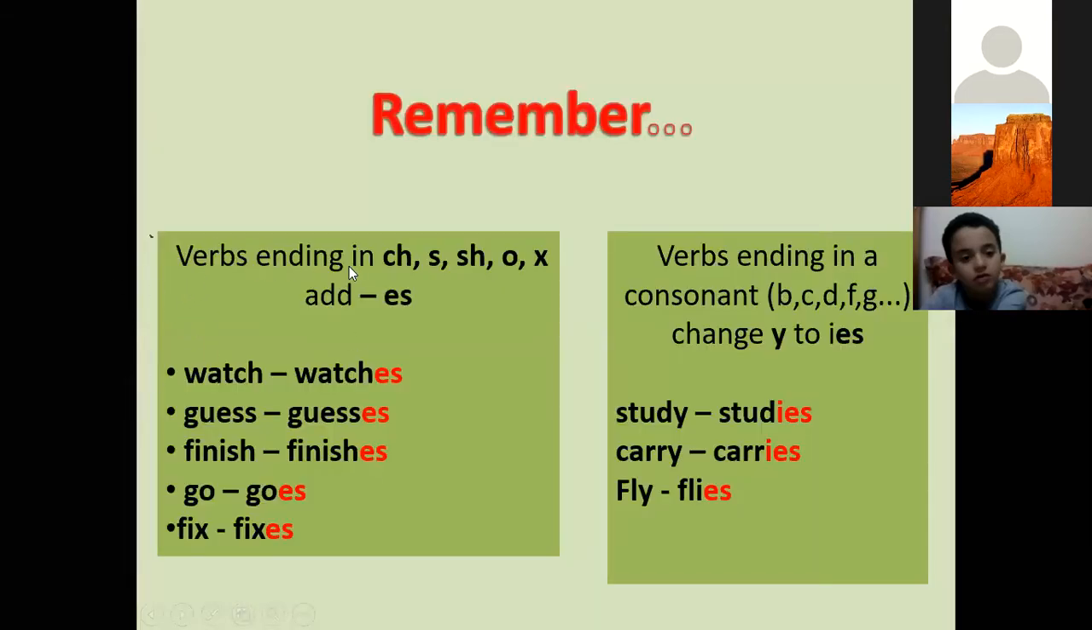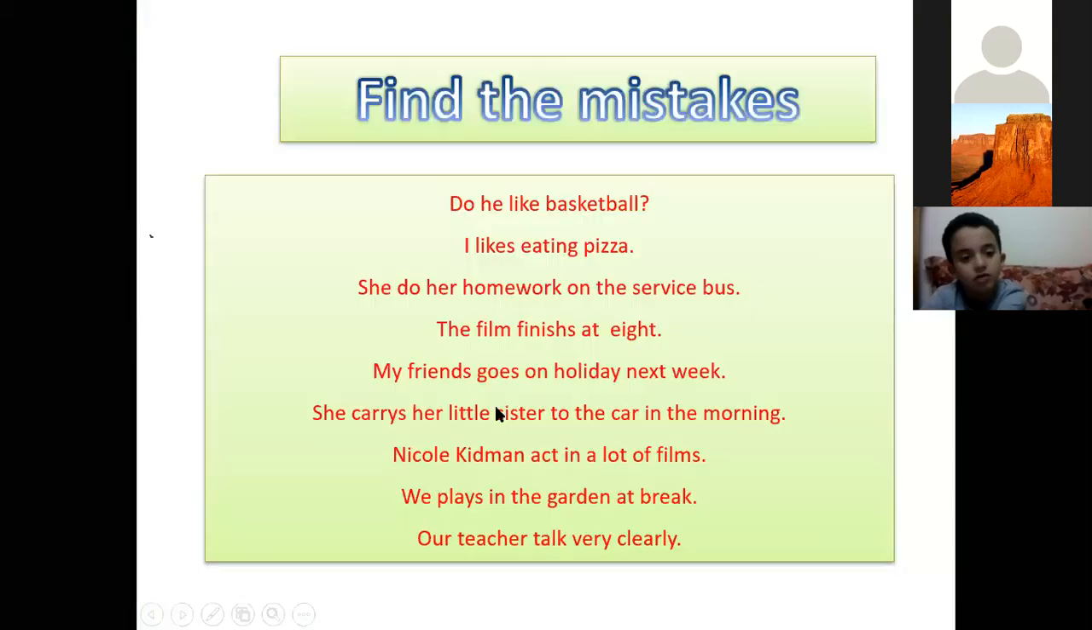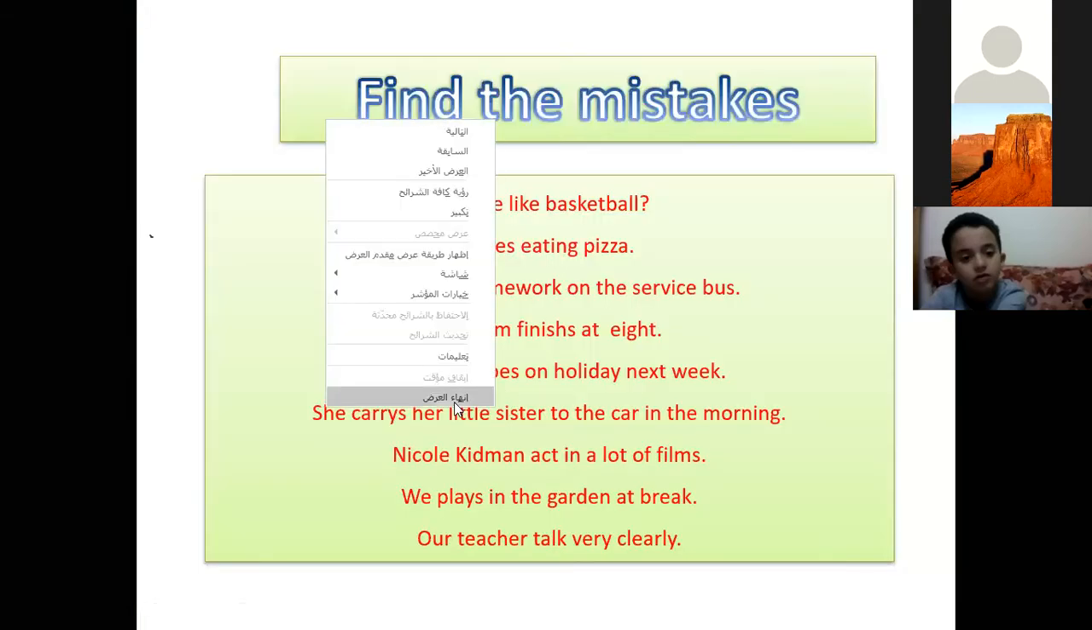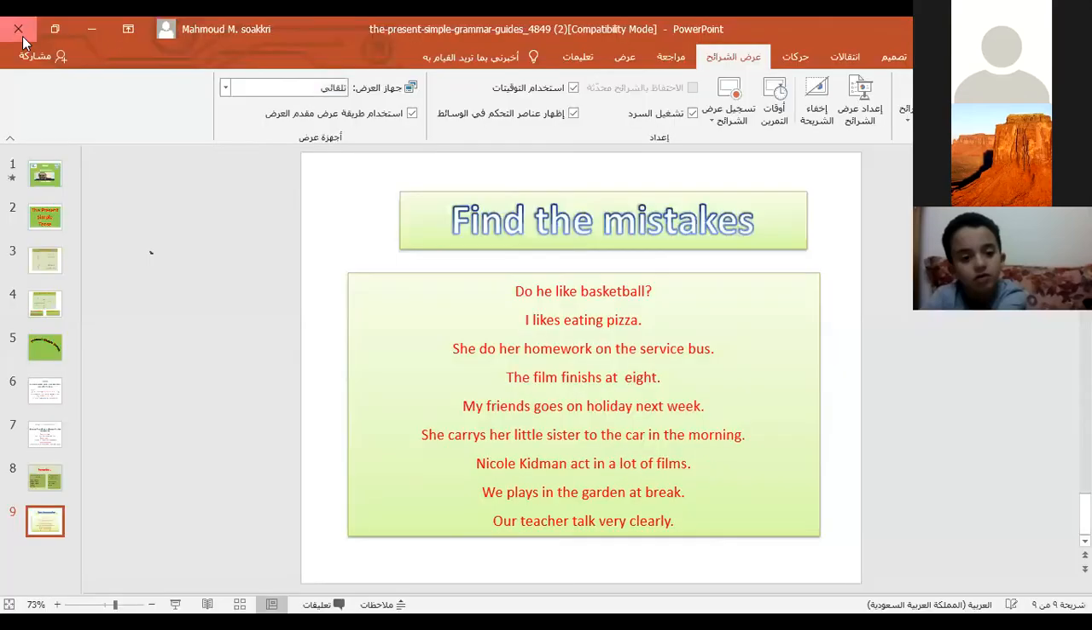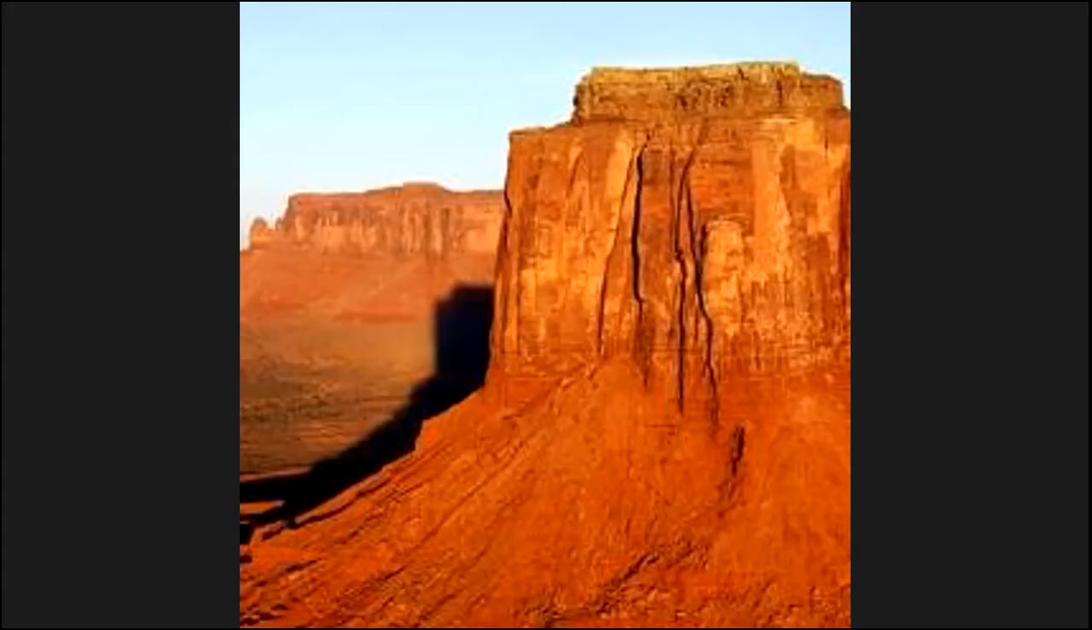To sum up, if the verb ends with ch, s, sh, o, or x, we add es. For example, watch, watches. Guess, guesses, because the verb ends with s here. Finish, finishes. Go, goes. Fix, fixes. And if the verb ends with y, and before y we have a consonant, we change y into ies. Now, listen to me carefully. I'm going to explain this for you on papers.